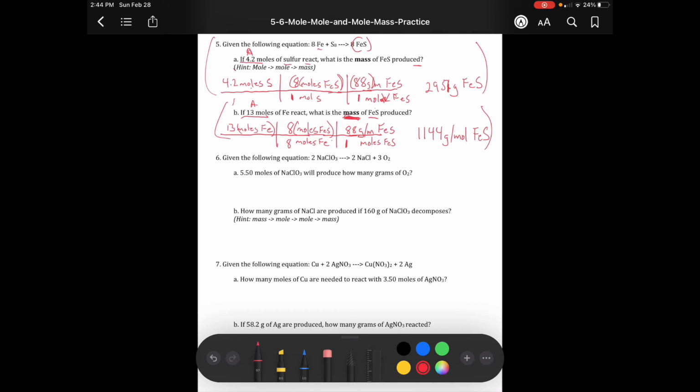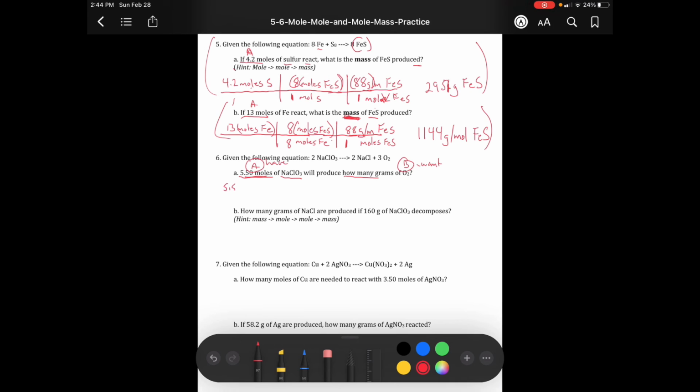Ready? Here's our substance A, because it's what we've been given, and it's NaClO3, which is sodium chlorate, and that is going to ask us how many grams of O2. This is going to be our substance B. Substance A is right here. Substance B is right here. This is what we want and this is what we have. If we already start with moles, we don't have to do that first mass step, so that's going to be easy.